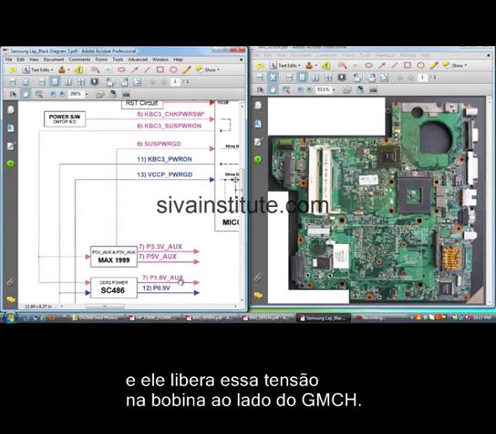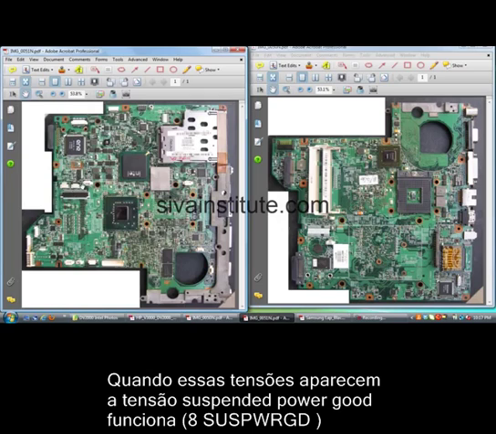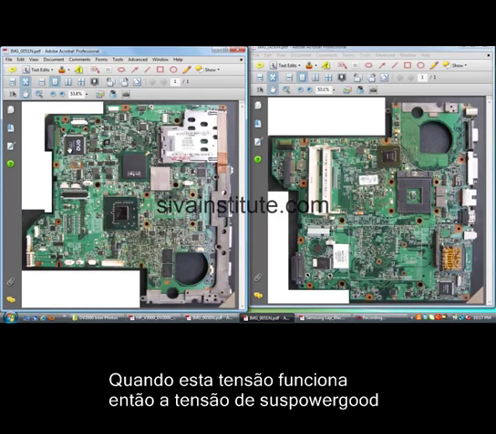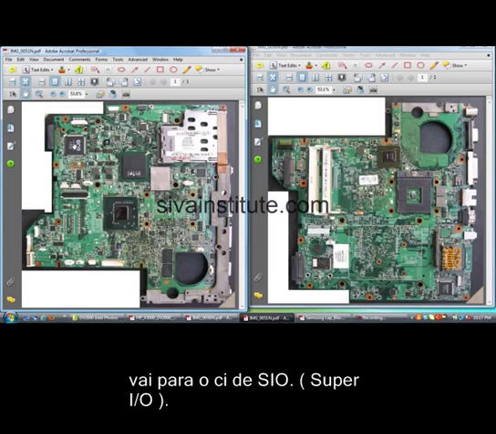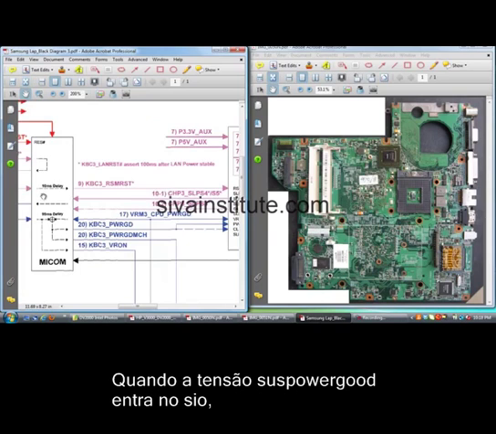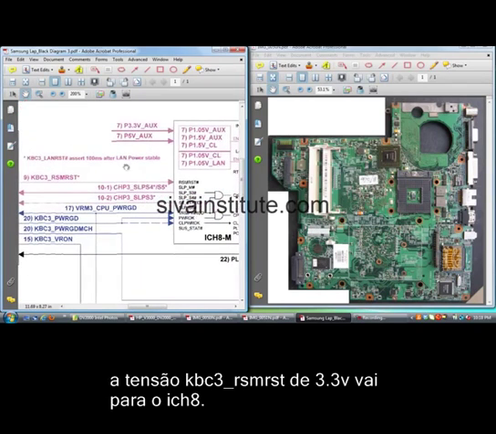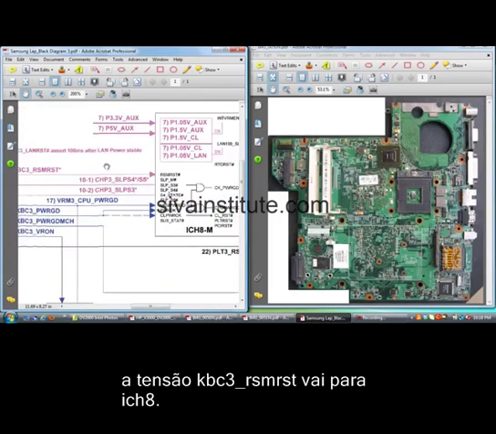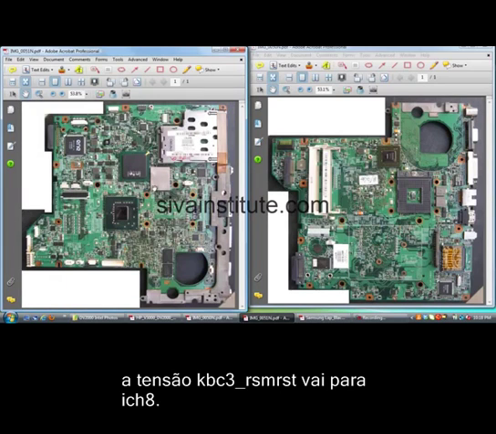When the three auxiliary supplies are okay, this voltage comes to the SIO chip. The suspend power good voltage is okay. When this voltage is okay, this suspend power okay voltage goes to the SIO IC, the SIO controller. When the suspend power good voltage comes to this SIO chip, this KBC, that means the RSM reset 3.3 volts, goes to the ICH supply, the ICH chip.